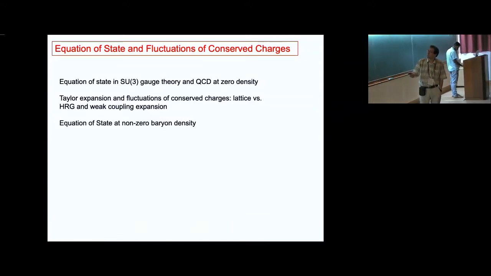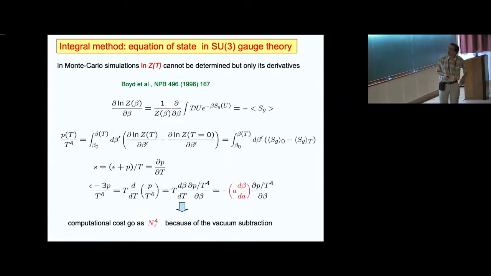And then in this section I will focus a little bit more on the comparison of the lattice results to the Hadron Resonance Gas model, as well as to weak-coupling expansion. And towards the end, I will discuss the QCD equation of state at non-zero baryon density. So let me start with the equation of state.